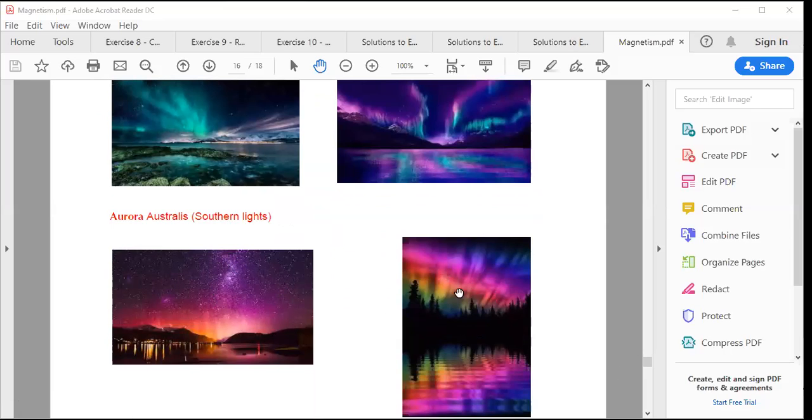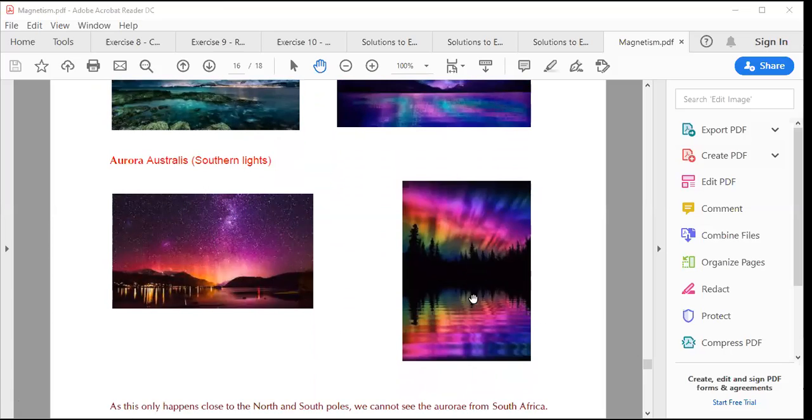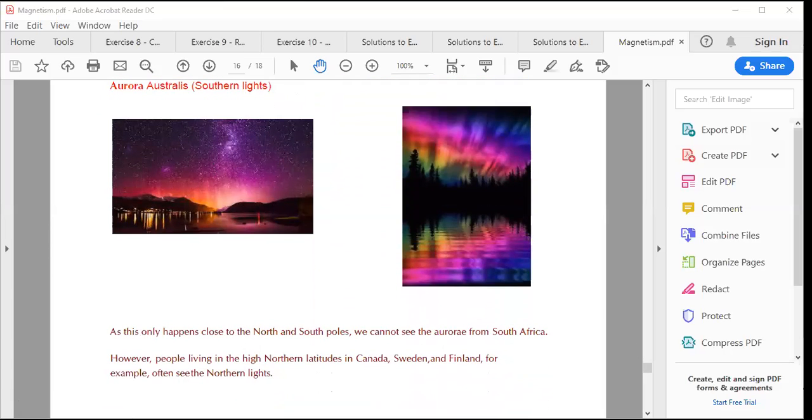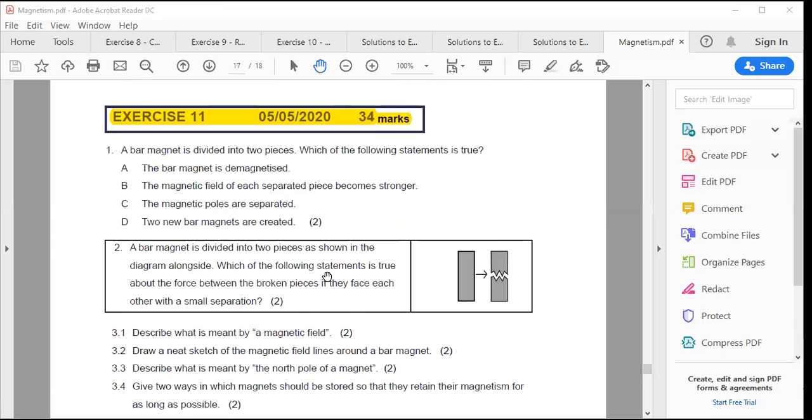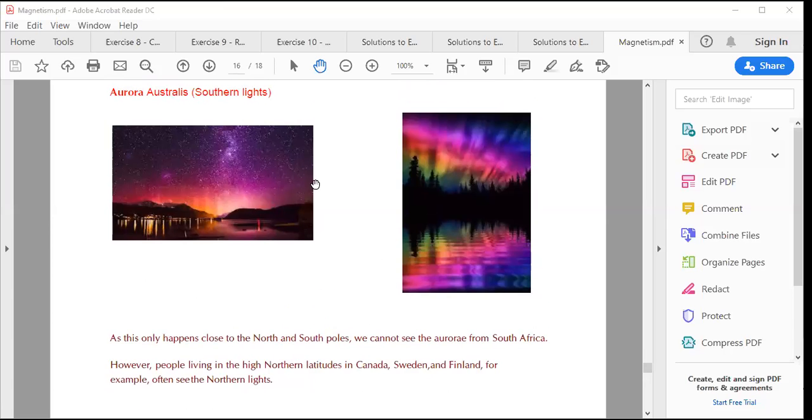All of this is to do with magnetic fields and magnetic storms that happen in the atmosphere, right? As this only happens close to the north and south poles, we cannot see the aurora from South Africa. However, people living in the high northern latitudes in Canada, Sweden and Finland, for example, often see the northern lights, maybe in winter or summer, depending. So this is what happens.